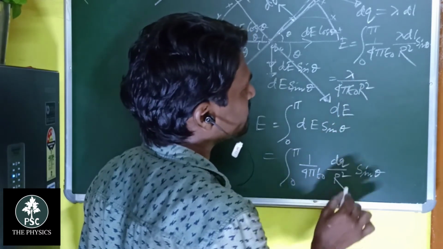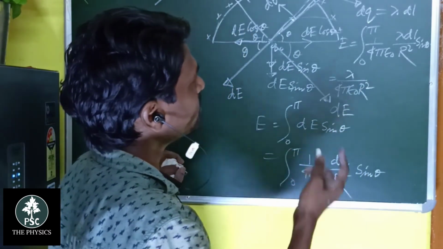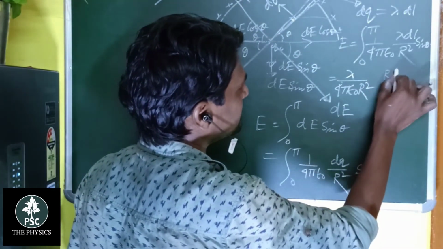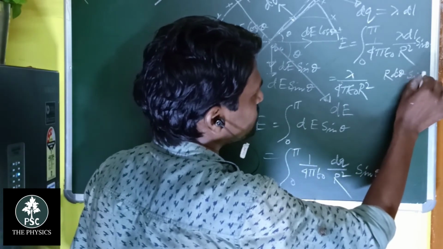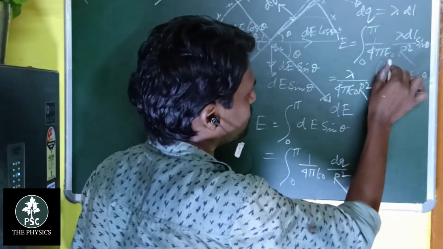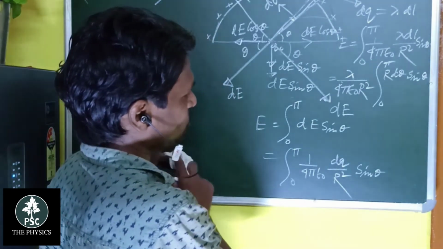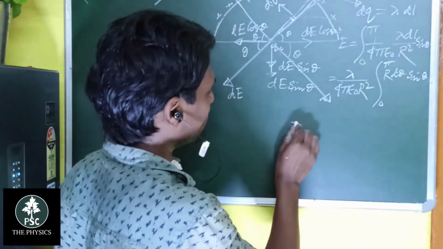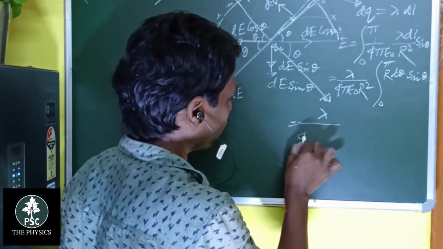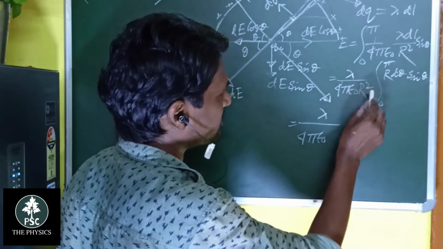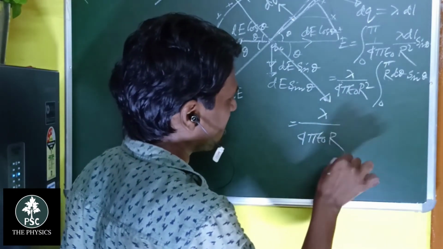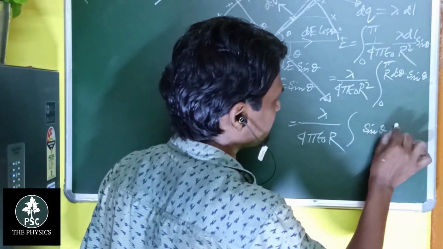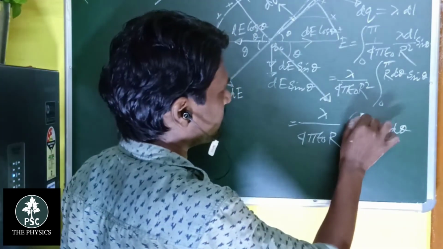4 pi epsilon naught is also a constant, r square is also a constant, and dl equals r d theta. So in place of dl we can write r d theta, and sine theta, with integration from 0 to pi. Then we write lambda by 4 pi epsilon naught, r cancels, so it is r, and the integration of sine theta d theta, and the limit is 0 to pi.